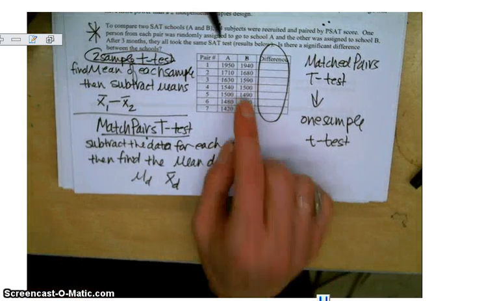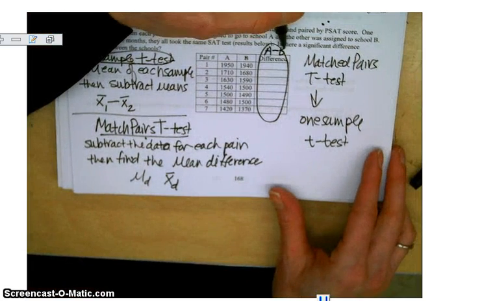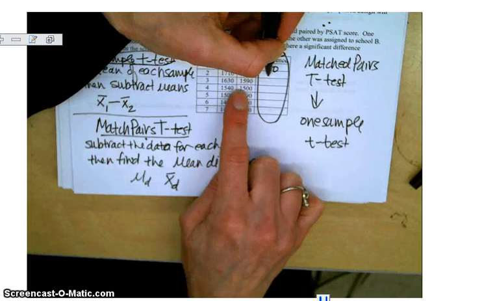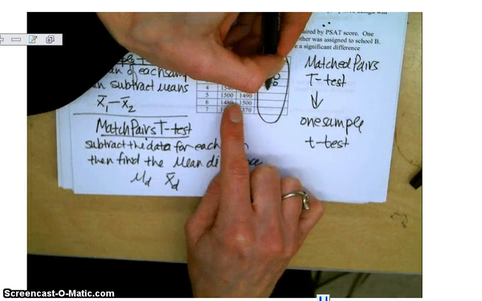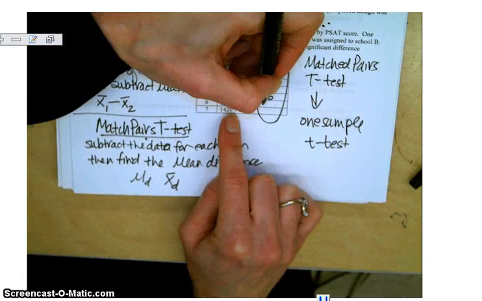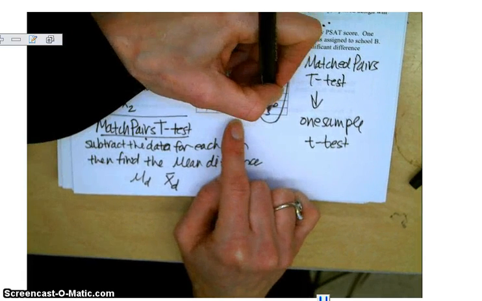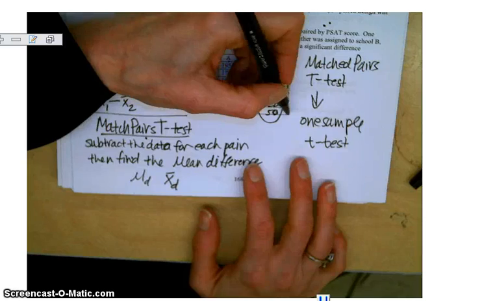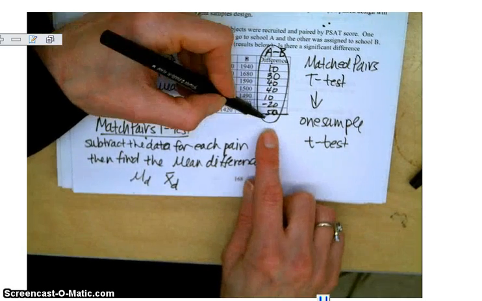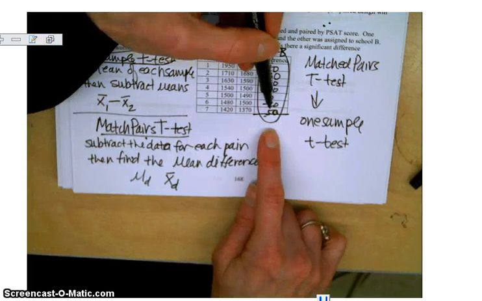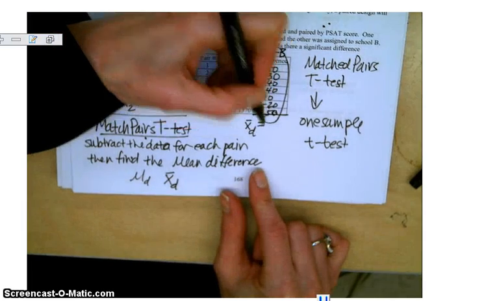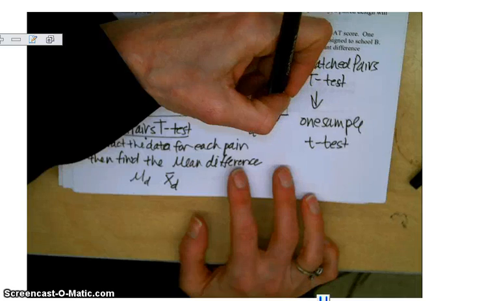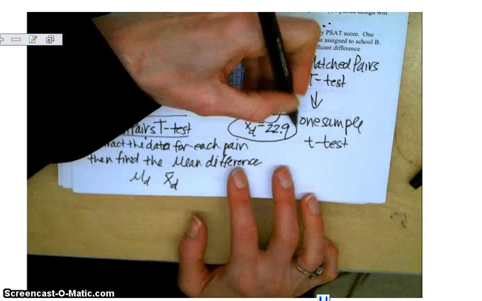So what we're going to do is we're going to take the difference, and our difference is always going to be the same, A minus B. So if I just subtract A minus B, I get 10 and 30 and 40, 40, 10, negative 20, and 50. So those are the differences. I just subtracted school A minus school B. Now I'm going to find the mean difference. I'm going to take the difference column, add all of those values up and divide by 7. 22 point what? 9. So the mean difference is 22.9.